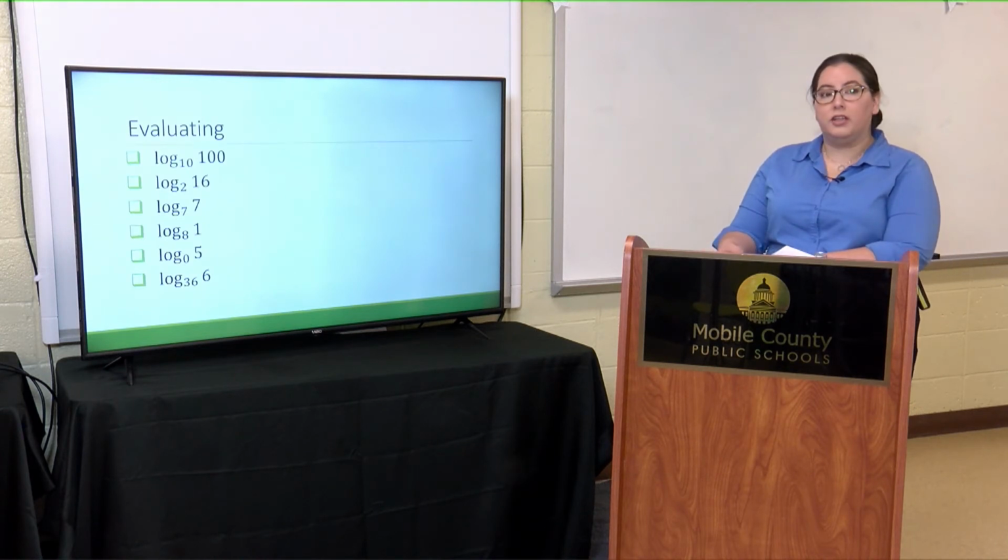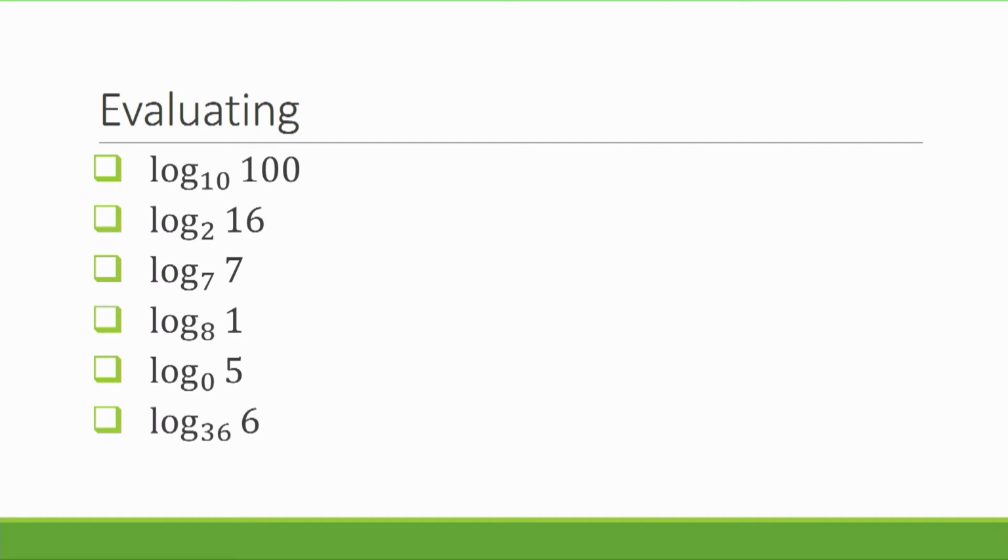All right, so we're going to evaluate some of these. We're looking at log base 10 of 100, right? So we're looking for what exponent of 10 gives us 100, so that's 2. Okay. What exponent of 2 gives us 16? 4.